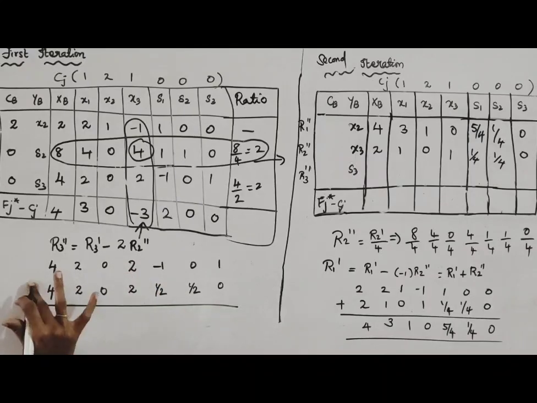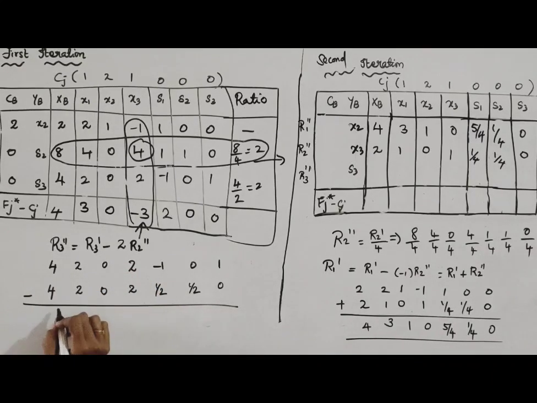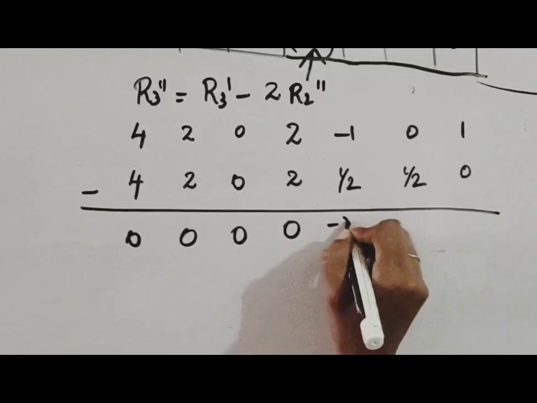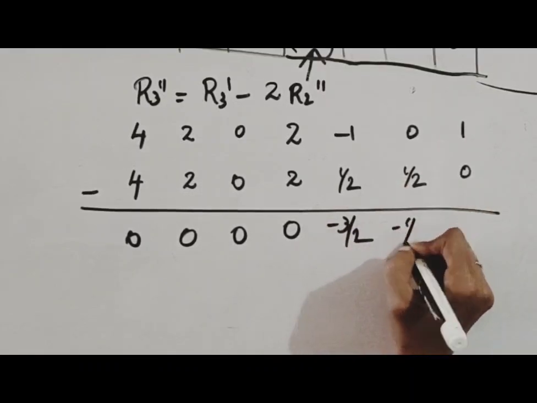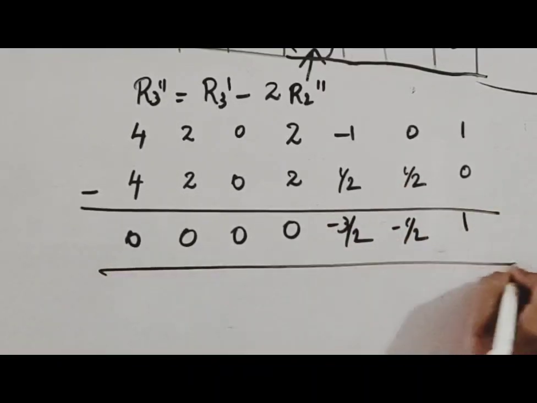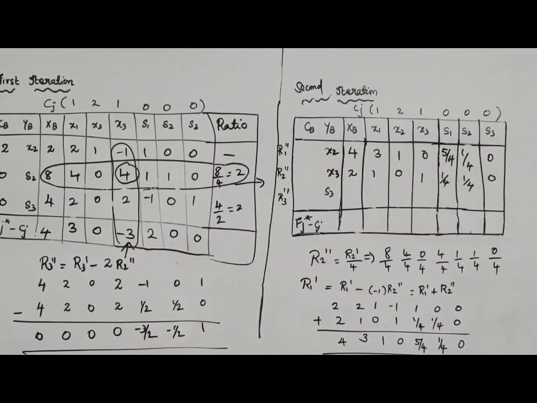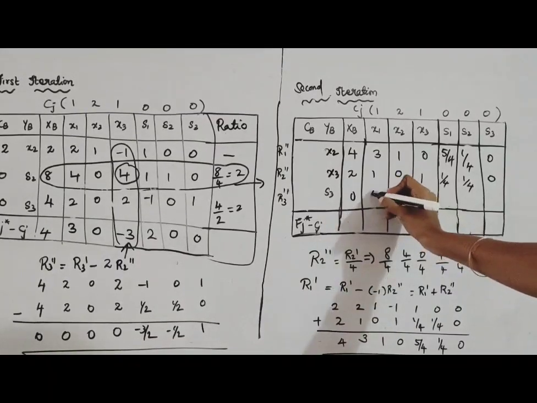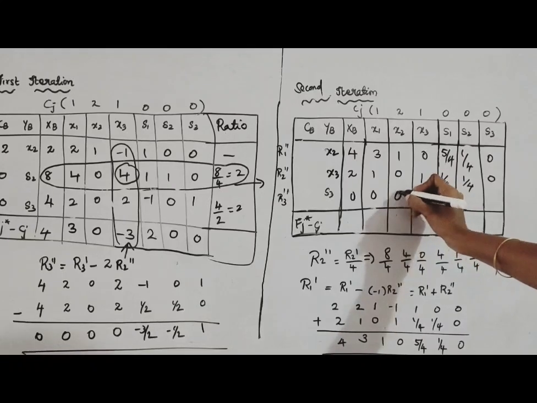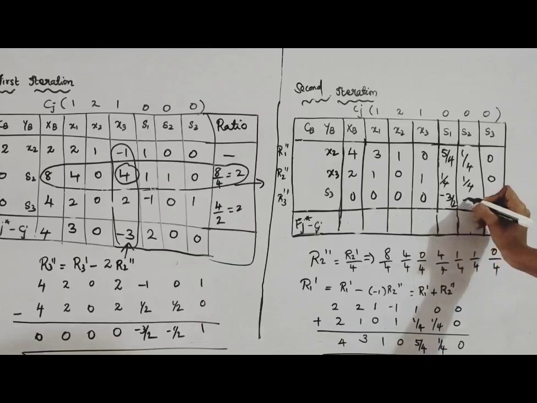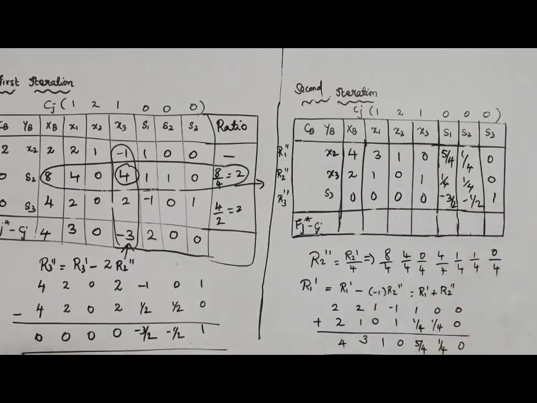You have to perform the subtraction here. While subtracting, we are getting 4 minus 4 is 0, 2 minus 2 is 0, 0 minus 0 is 0, 2 minus 2 is 0, minus 1 by 2 is minus 3 by 2, 0 minus 1 by 2 is minus 1 by 2, 1 minus 0 is 1. Now we are going to substitute the values of R3 double dash. What are the values? 0, 0, 0, 0, minus 3 by 2, minus 1 by 2 and 1.